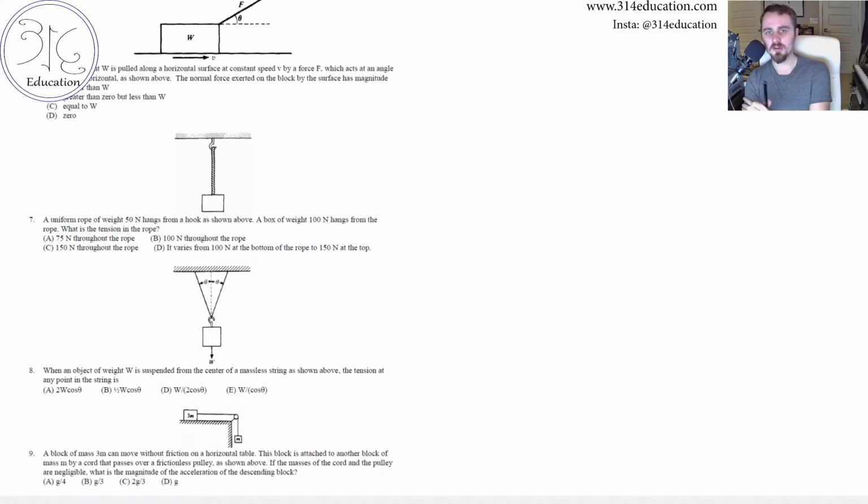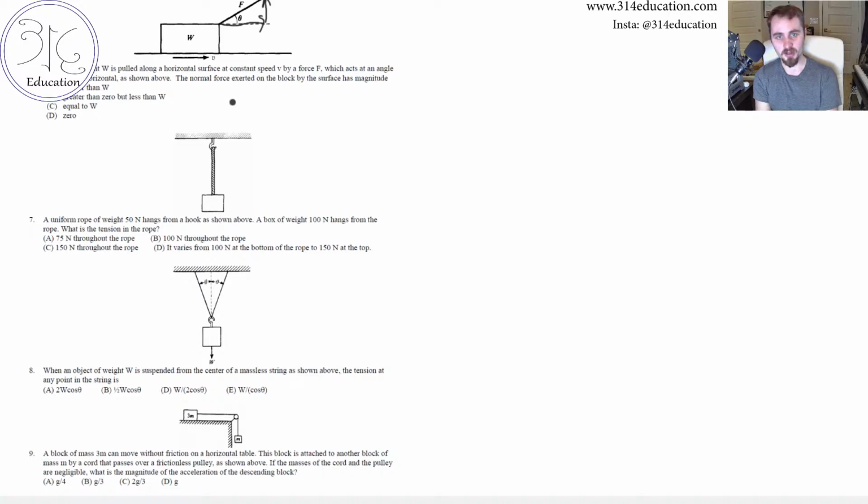Yeah, cool. Looks good. So next we are looking at a block with some weight W. When they say weight, we're referring to the gravity force, not the mass. It's pulled along a horizontal surface at a constant speed v by some force F. This force is being pulled up at an angle theta with the horizontal, just like in the diagram here. So only some component of this is actually contributing to our velocity. Some component is just pulling up.